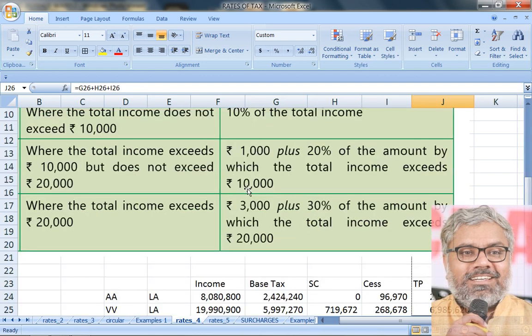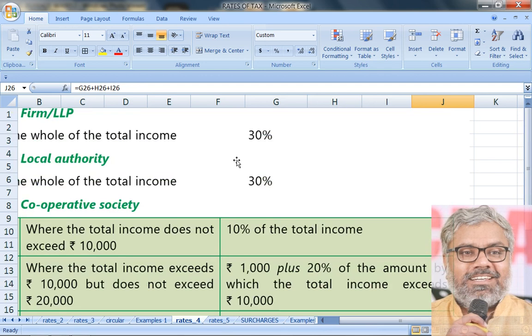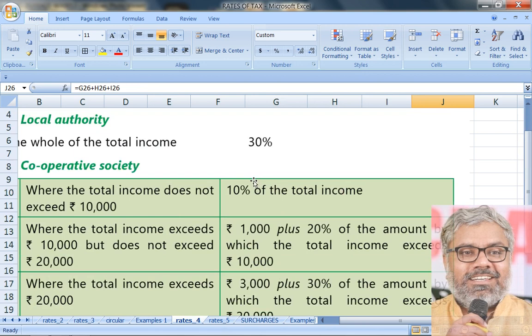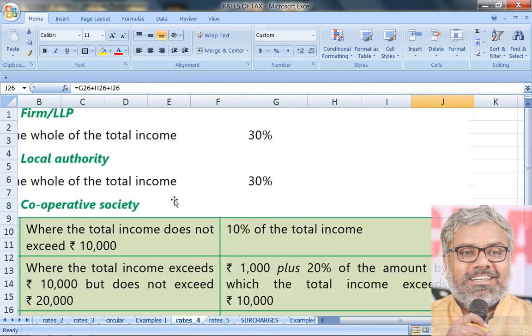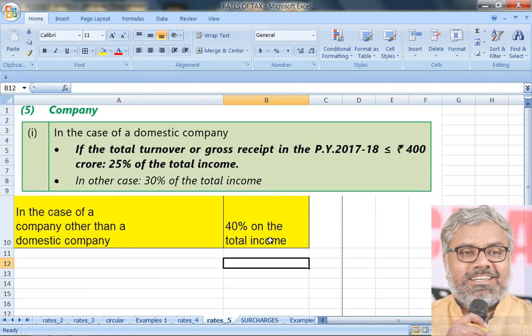As examples, we have taken firm, LLP, local authority, all are similar calculations. Cooperative societies have slab rates of tax for calculation purposes. Surcharge is common for all of them. Up to an income of 1 crore, no surcharge. More than an income of 1 crore, a surcharge of 12% on income tax shall be calculated in all these three or four cases: firm, LLP, local authority and cooperative society.